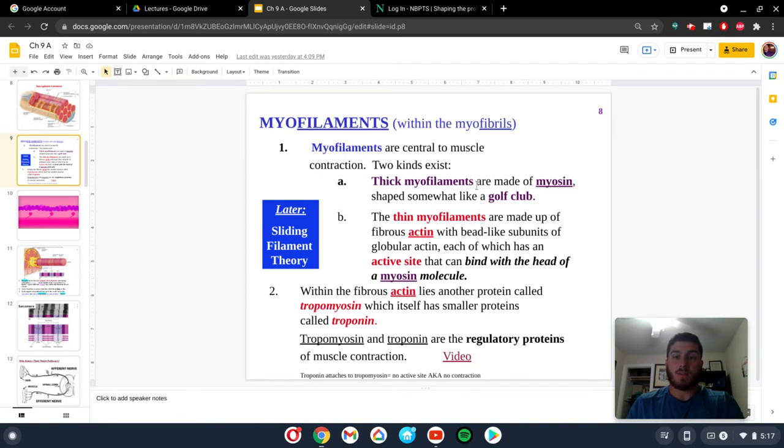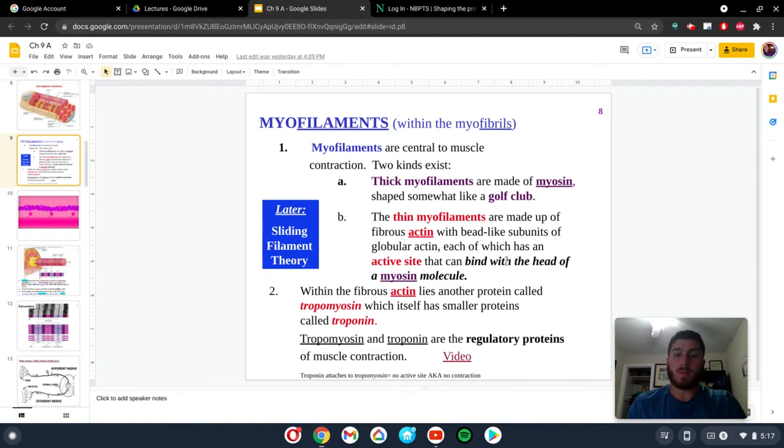The thick myofilaments are also known as myosin, and this is the one that looks kind of like a golf club shaped filament. The second one is called actin, and these ones are much thinner, and they are going to bind together in order for a muscle contraction to happen. You're going to hear about this a little bit more in a minute, but they are really known for the sliding filament theory of muscle contraction, and it has to do with both these myofilaments connecting to one another and then one pulling the other one in a sliding motion.